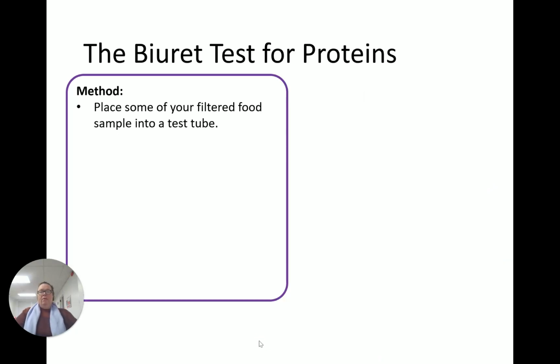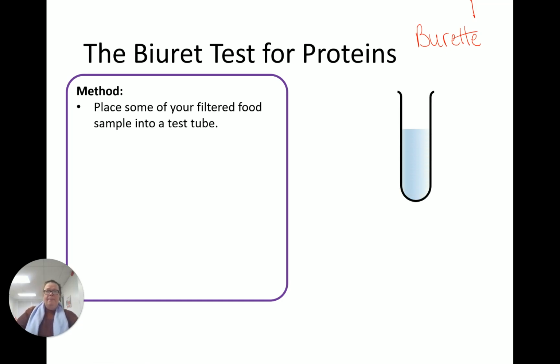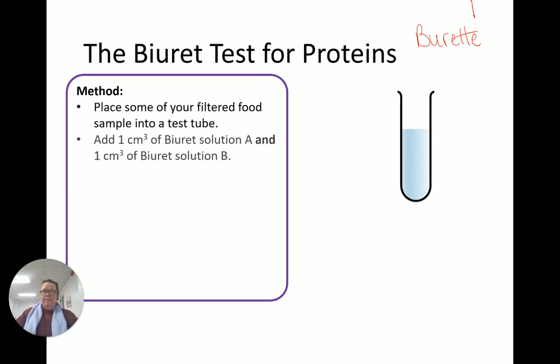Okay, right, the Biuret test for proteins. Not to be muddled with burette, which is a piece of equipment, that long glass tube that you use for titrations. That is spelt differently, so be careful. Burette is the piece of glass equipment. Biuret is the chemical that we use here. So again, we're going to use that sample that we made right at the beginning. Pop it into a test tube.